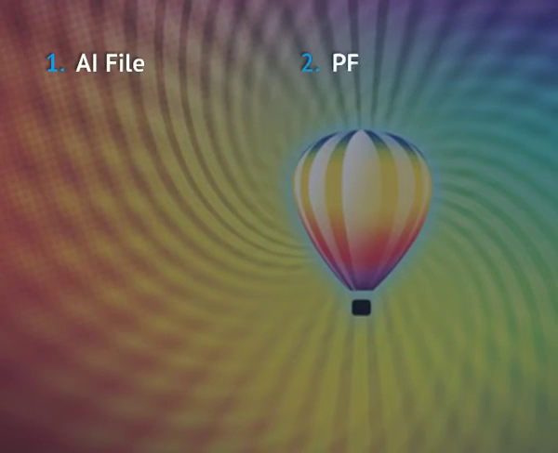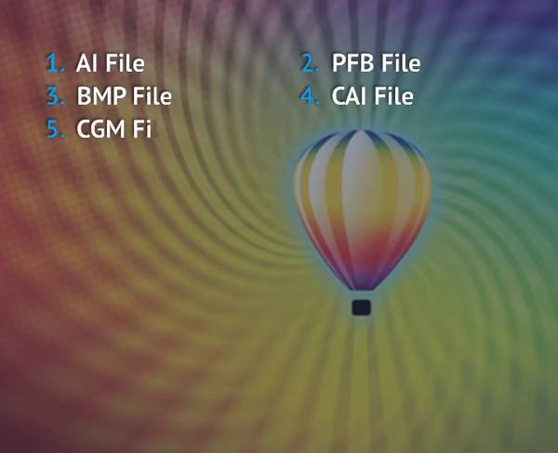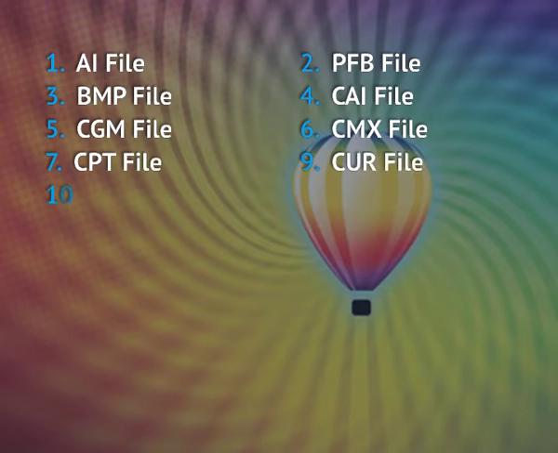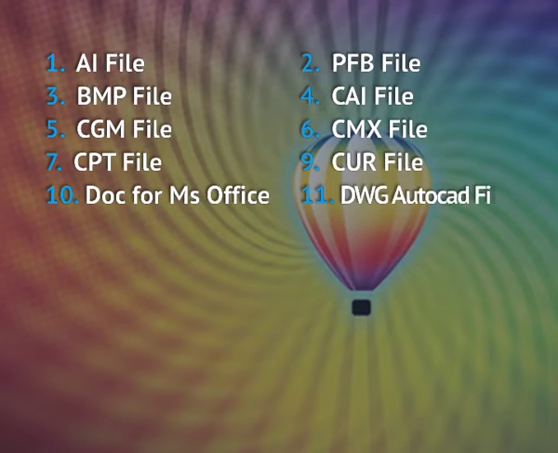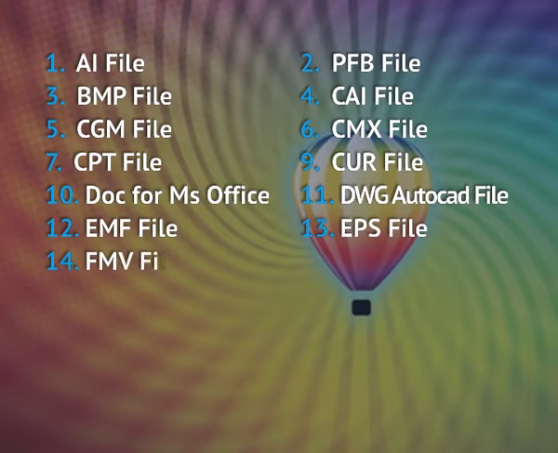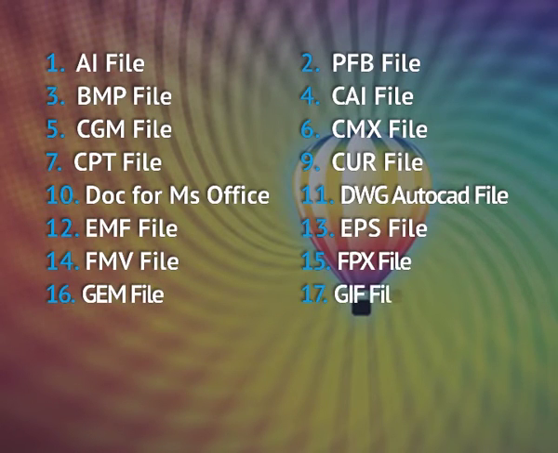Now we are providing a list of other file formats which can be saved or created in CorelDraw, which are number 1, AI file, 2, PFP file, 3, BMP file, 4, CAI file, 5, CGM computer graphics metafile, 6, CMX file, 7, CPT file, 8th, CUR file, 9th, DOC for MS Office, 10th, DWG AutoCAD file, 11th, EMF file, 12th, EPS file, 13th, FMV file, 14th, FPX file, 15th, GEM file, 16th, GIF file.